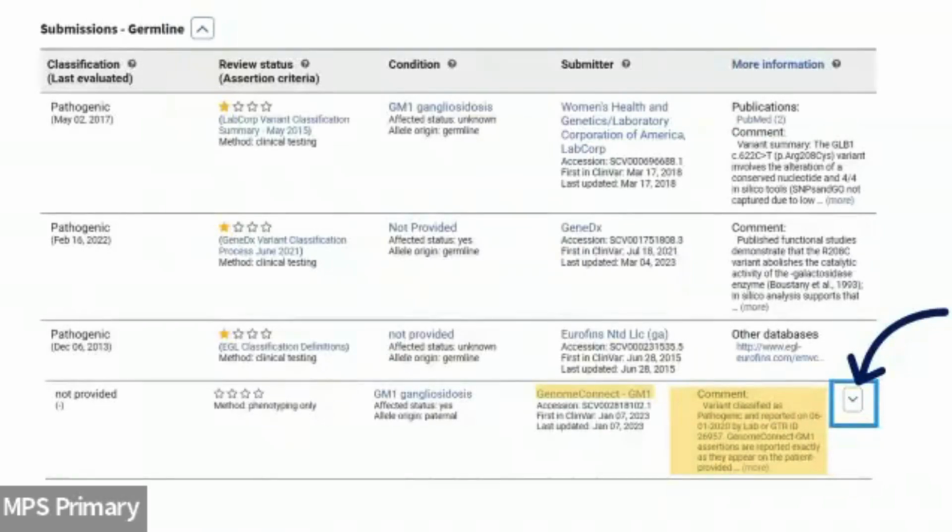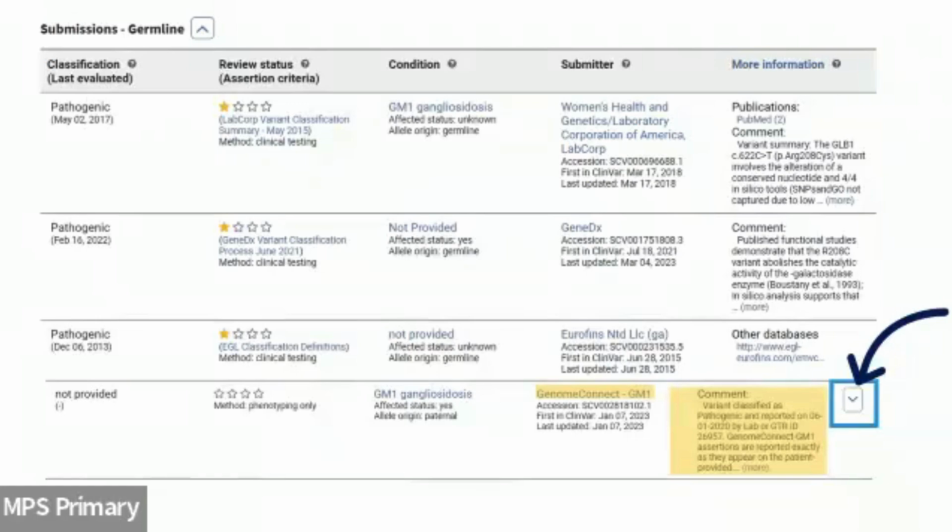This is a screenshot of an actual GenomeConnect submission to ClinVar. As you can see, the submission doesn't include any identifiable information, such as a participant's name, their date of birth, but it does include the de-identified information that they provided through the health surveys. Most of GenomeConnect submissions appear at the bottom of the ClinVar page.